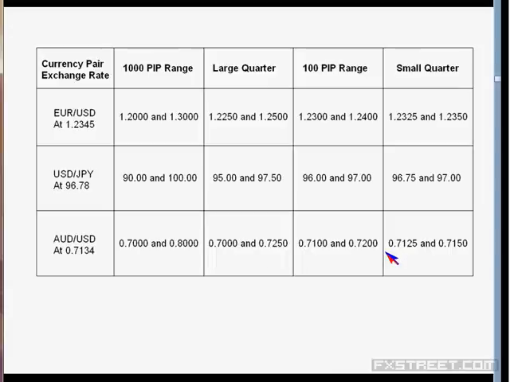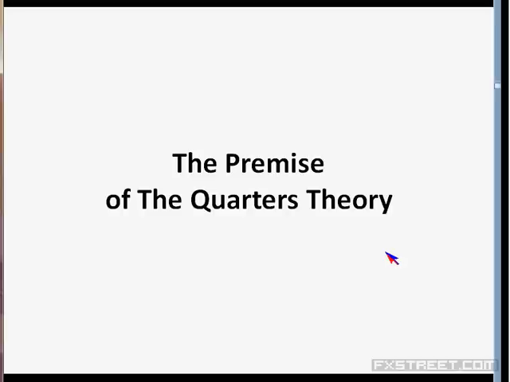I would suggest, if you're interested in the quarters theory, that you do this type of practice from now on so that you can get even more familiar and begin to recognize these 1,000 pip ranges, the particular large quarters that the currency exchange rate is trading within, and the 100 pip ranges as well as the small quarters that a currency exchange rate is trading at any particular time of your analysis.